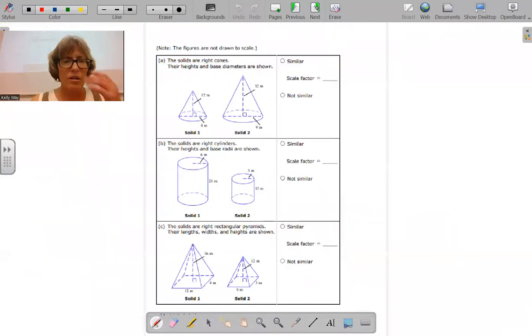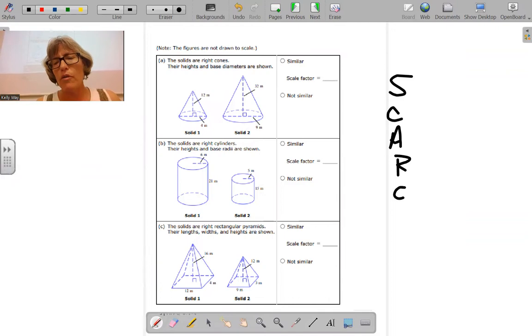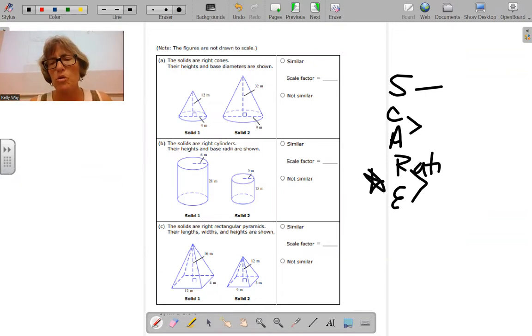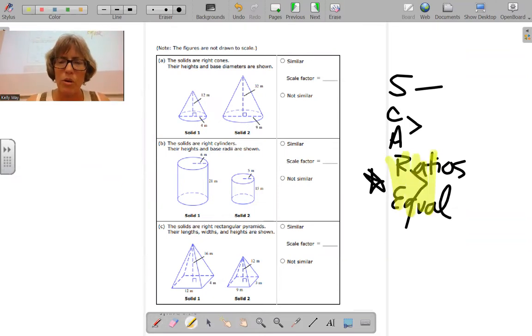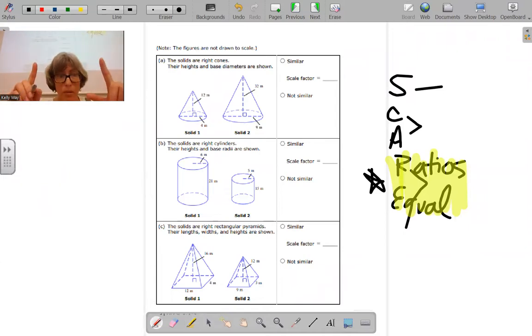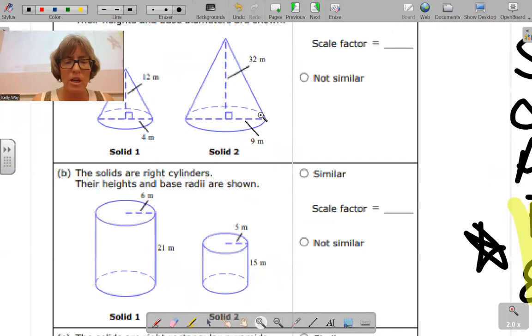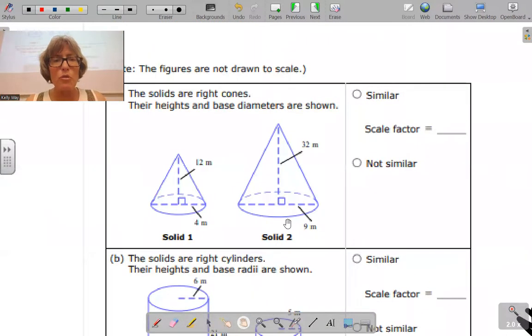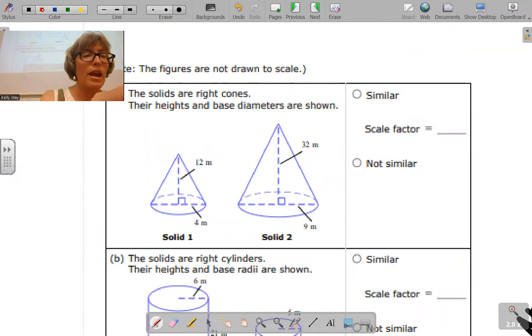Taking a look here, our very last lesson dealt with solids and similarity, and remember what you're looking for is scare for similarity. Specifically this, similar solids have congruent angles, and here's the star of the show, ratios which are equal. That is what determines whether or not solids are similar. And remember, scale factor is ratio of the sides simplified. So coming here, step number 1, you find corresponding lengths, and then we check the ratio.